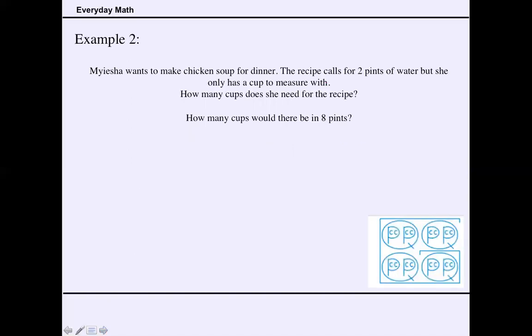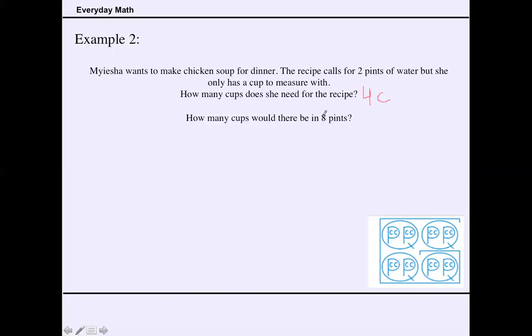Our second example. Maisha wants to make chicken soup for dinner. The recipe calls for 2 pints of water, but she only has a cup to measure with. How many cups does she need for the recipe? So Maisha wants to make chicken soup. The recipe calls for 2 pints, or 2 P's of water, but she only has a measuring cup. So how many C's are in these 2 P's? 1, 2, 3, 4. There are 4 cups in 2 pints.